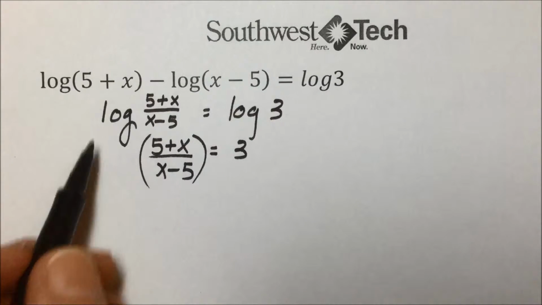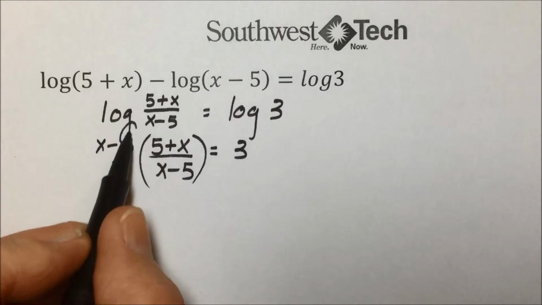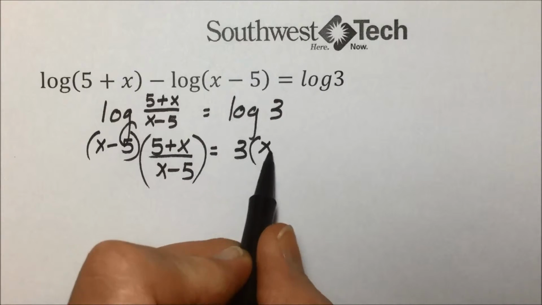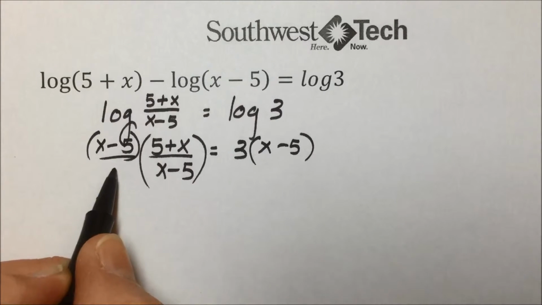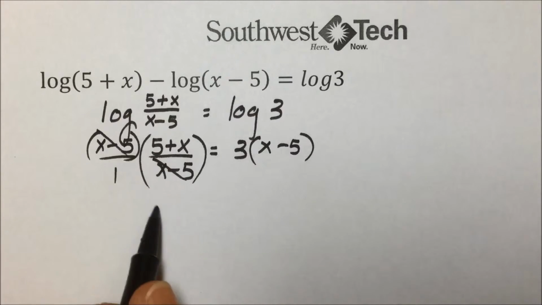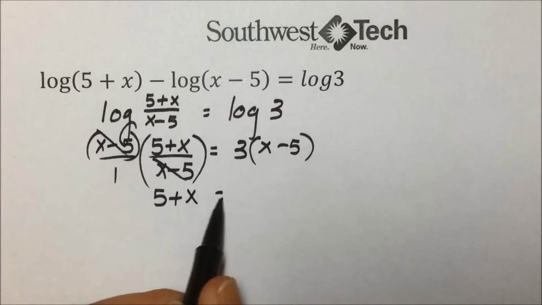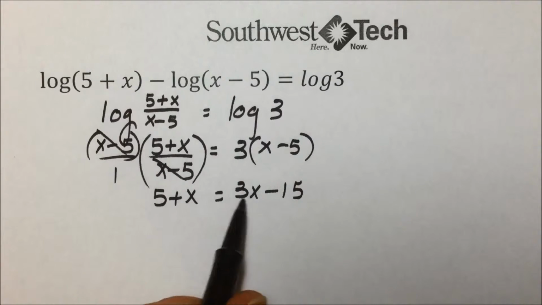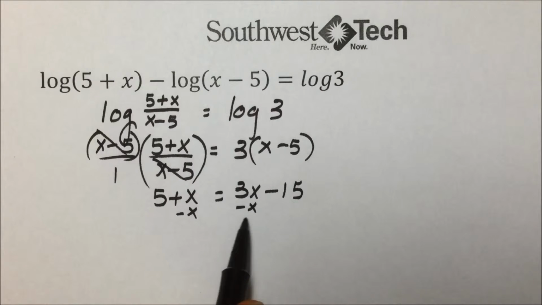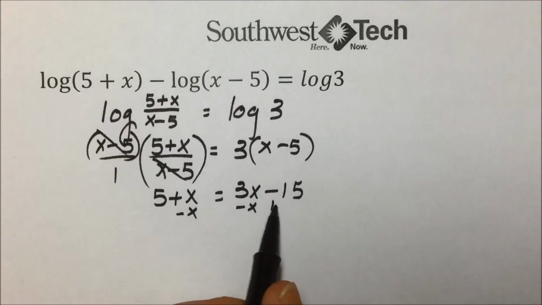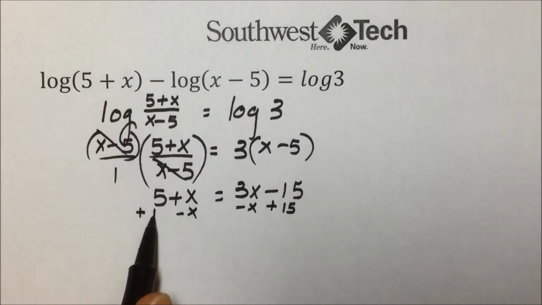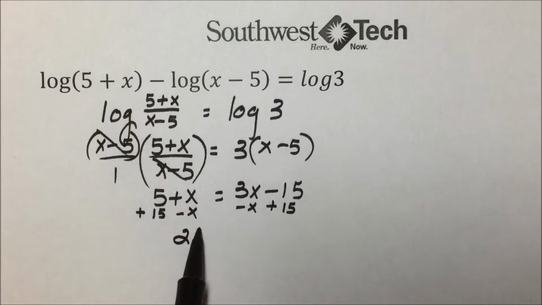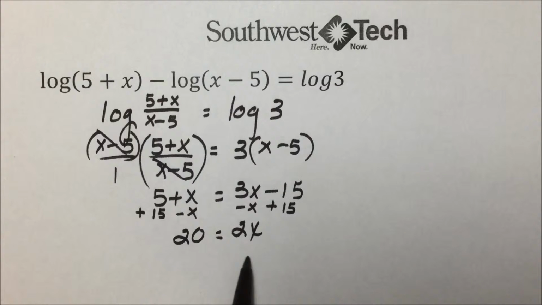So let's get rid of the rational expression by multiplying by that denominator. The x minus 5 cancels out on the left, leaving a 5 plus x. On the right, distributively, we have a 3x minus 15. Putting the x's on the left, I'll subtract, or on the right, I'll subtract an x, and the constant terms on the left, so add a 15. We end up with a 20 on the left, a 2x on the right, divide both sides by 2. We end up with x is equal to 10.